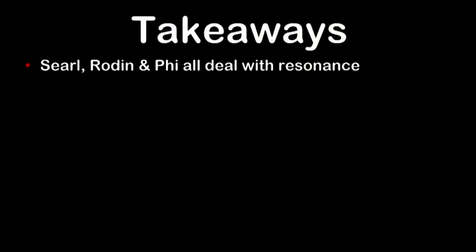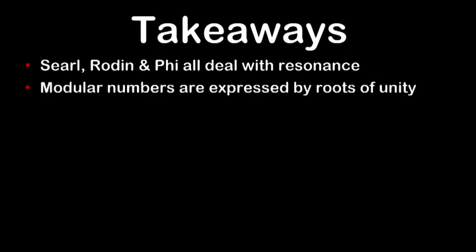All right, so here's the point. Cyril, Rodin, and Phi all deal with resonance. I think we can agree with that. Modular numbers are expressed by roots of unity. It might seem like a kind of eggheady thing, but I think it's important, and it helps us understand a lot of these ideas. So I hope that's a takeaway for you guys.